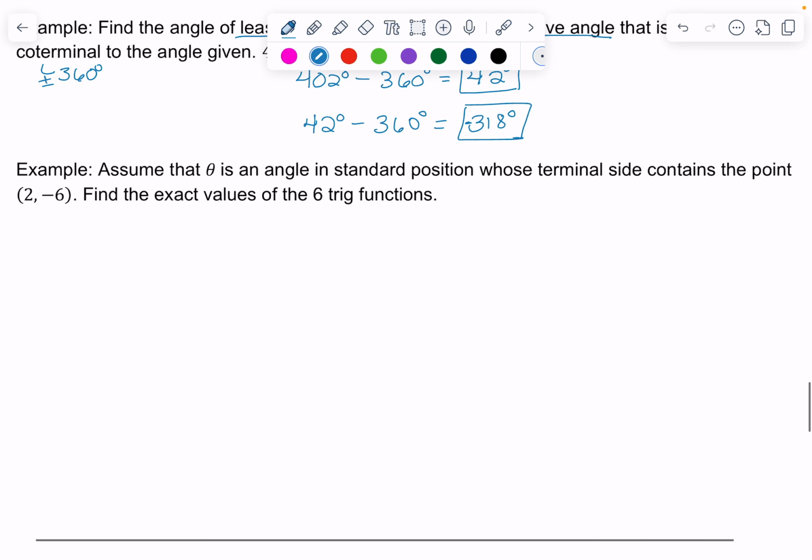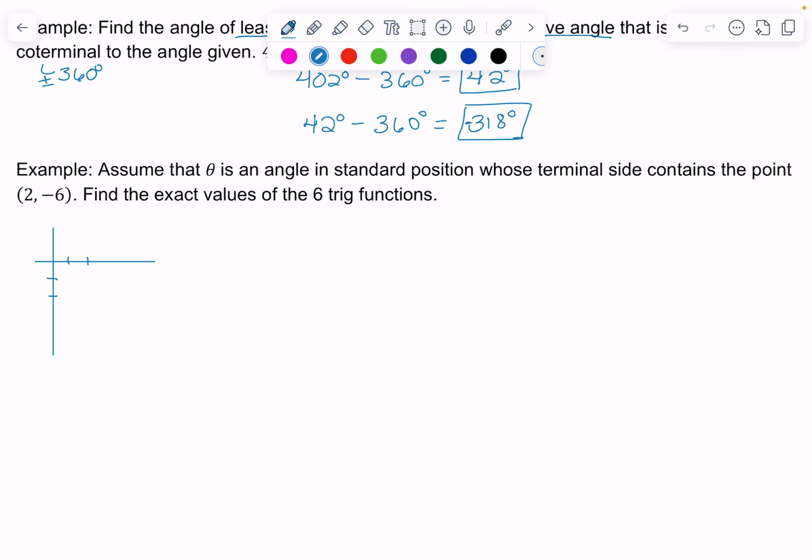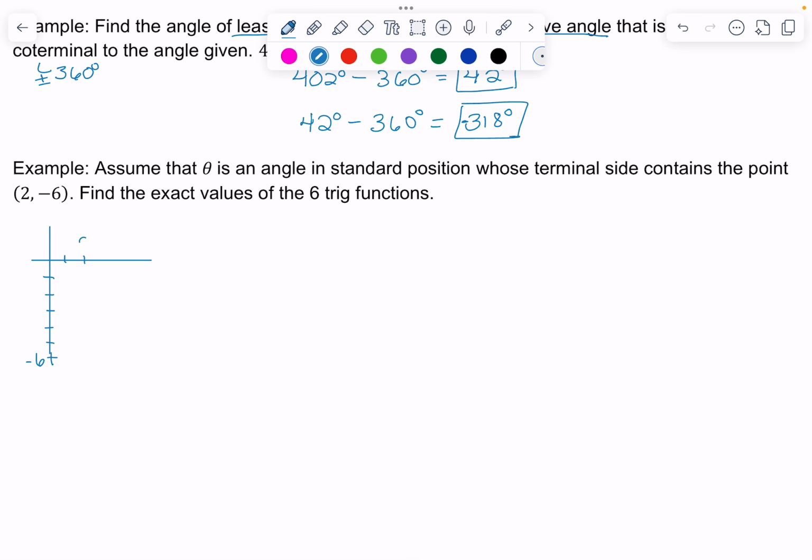All right. Assume theta is in standard position, whose terminal side contains the point (2, negative 6). So let's imagine, I'm going to go over 2 in the positive direction, 1, 2, and down 6: 1, 2, 3, 4, 5, and 6. So we're down here. This is a negative 6, and this is a positive 2. This is my x, my y. If I plot that point, I'm right about here. Draw a line. Okay, this is the terminal side of my angle.